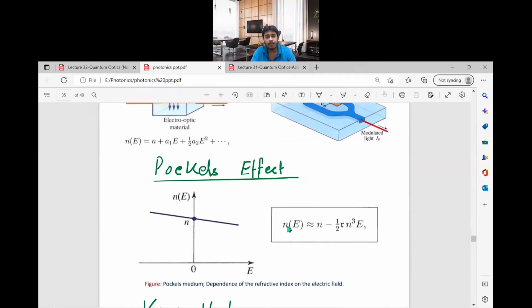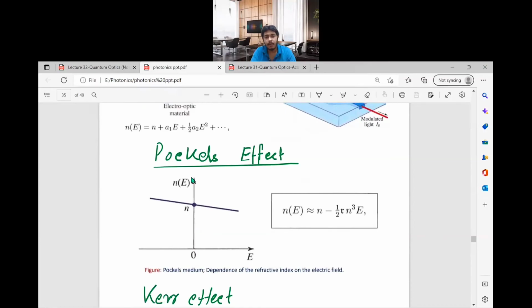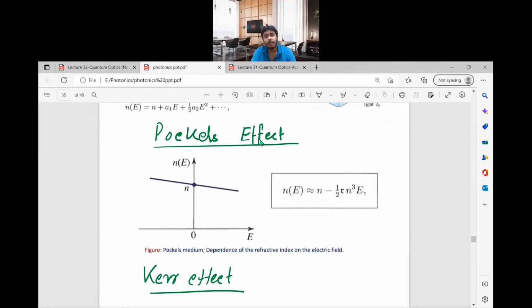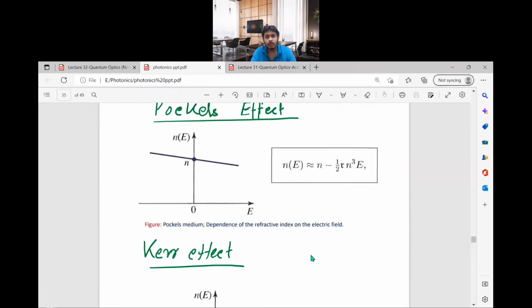So Pockels effect relates the refractive index to the applied electric field. The refractive index change is directly proportional to the applied electric field, so it's a linear relationship. As you can see, if you plot the refractive index with respect to electric field, it's a linear relation. So this is known as the Pockels effect. Some materials have the Pockels effect, like lithium niobate, so you can use that.